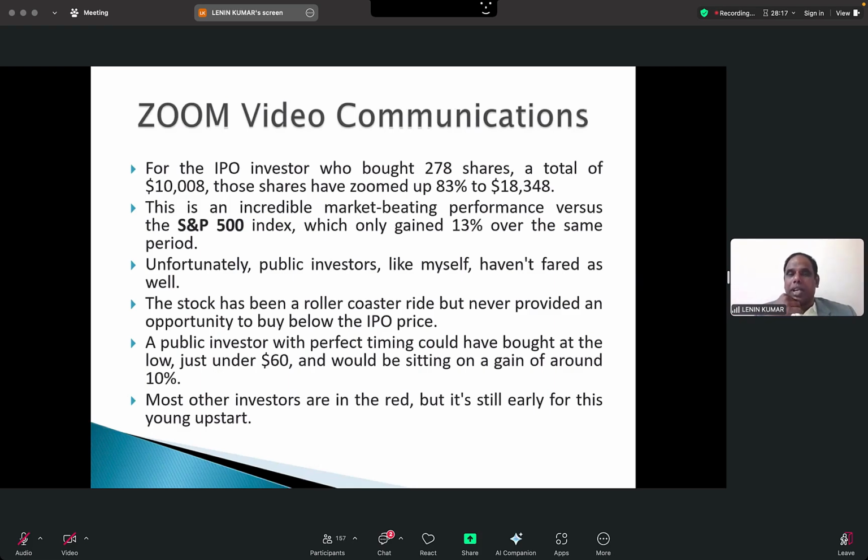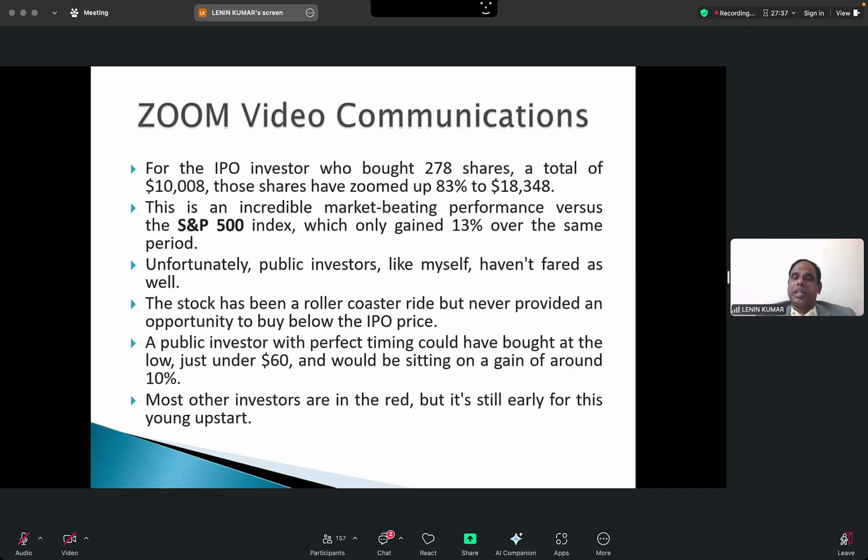Unfortunately, public investors like myself haven't fared as well. The stock has been a roller coaster ride, but never provided an opportunity to buy below the IPO price. See, roller coaster, you know the meaning. The price keeps jumping here and there, and a common public investor like you and me, who missed the IPO, will be buying when it starts trading in the market. So we were waiting for the price to come down below the IPO price, but it was not coming down because it was a roller coaster. The prices were flying like anything. That is the meaning.